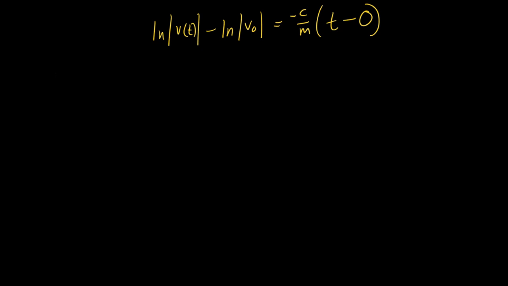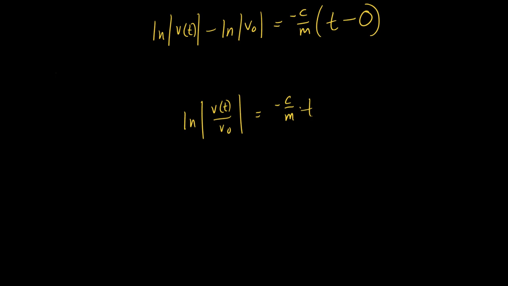Well, when you subtract logarithms, you divide. If you're adding logarithms, you multiply. But when you subtract logarithms, you divide. You were taught this at one time. I'm just reminding you. Again, I want to get v as a function of t by itself.